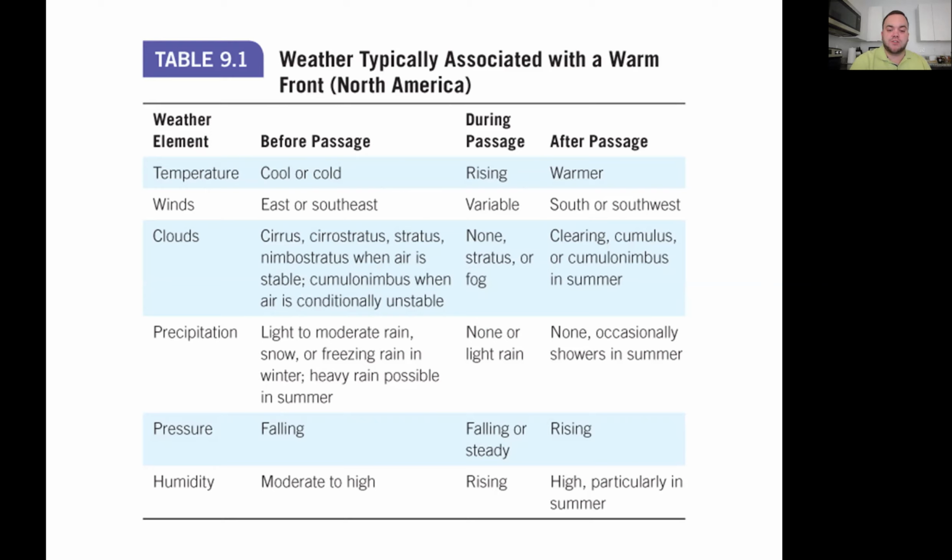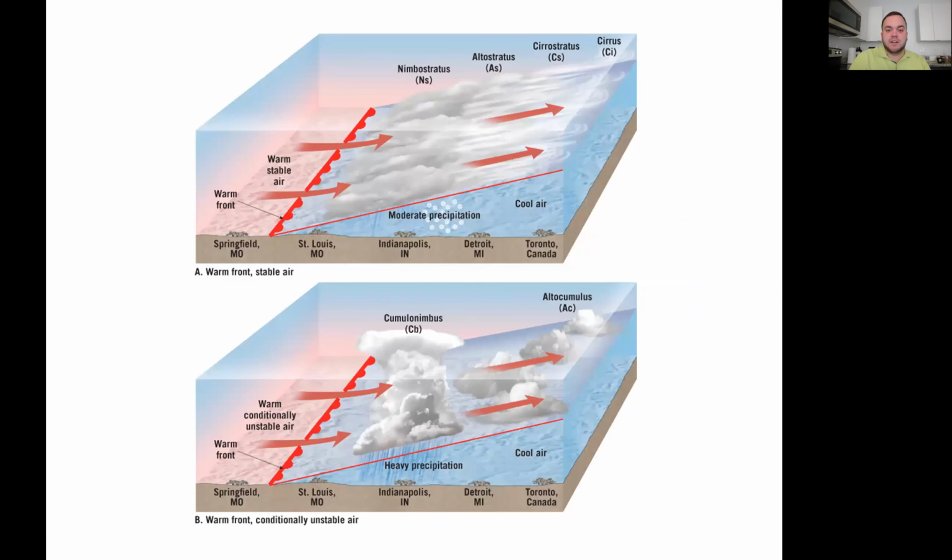You can see how the pressure changes before and after the front moves through, and also how the humidity changes. You don't typically see a huge change in humidity as a warm front passes through, but whenever you do see a change, it typically goes from being cooler, where it doesn't feel as humid, even though the relative humidity might still be high, to after the front passes, when you can definitely feel that increase in humidity. So let's look at these two illustrations here.